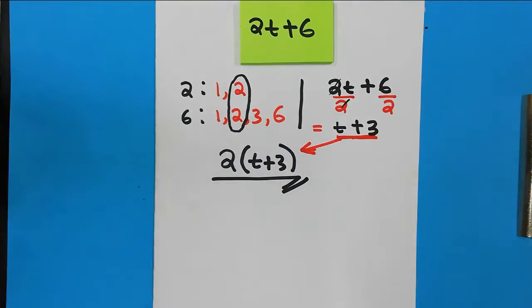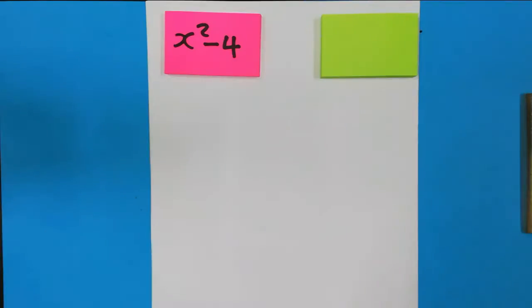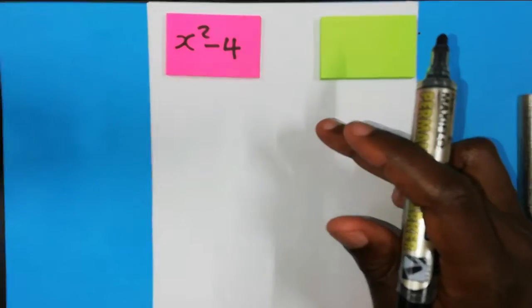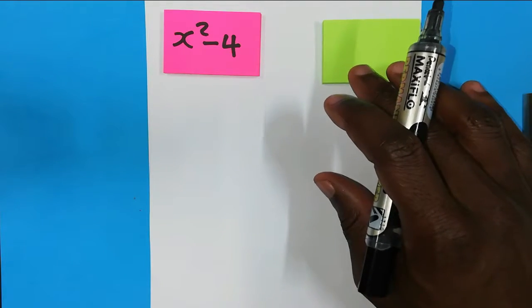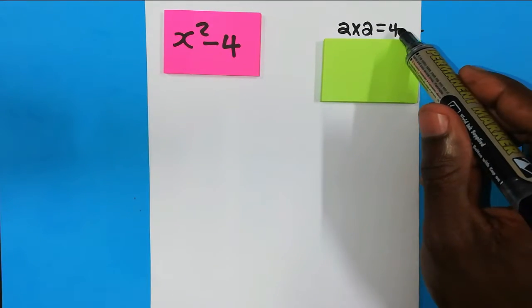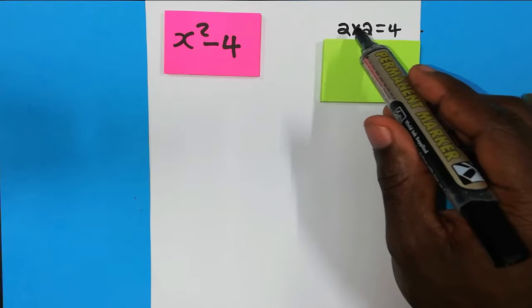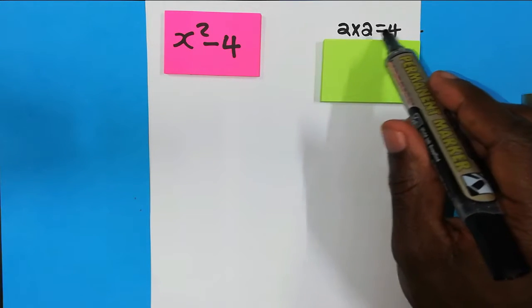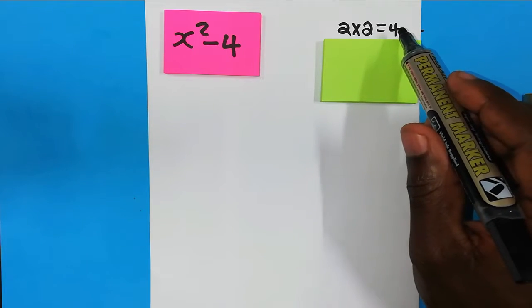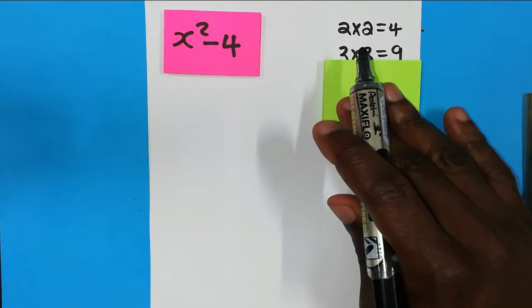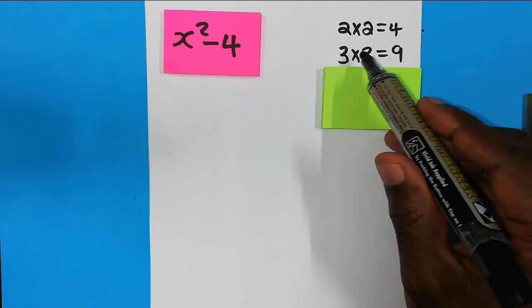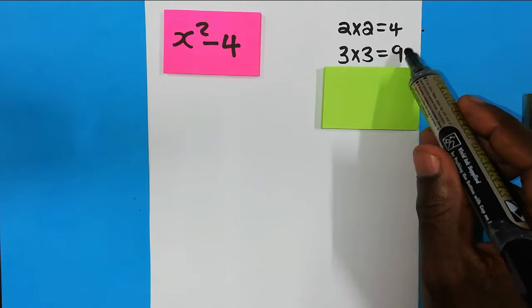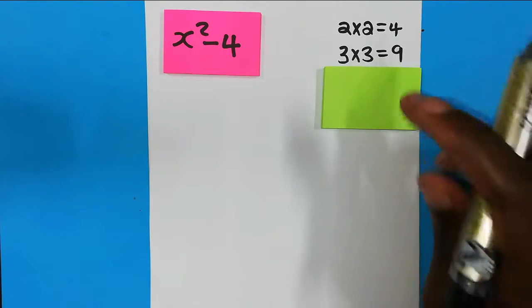Let's move to the last one. Here is the last one, a perfect square example. What is a perfect square number? A perfect square number is made up of a number that is multiplied by itself. In this case, we have 2 multiplied by 2, which gives us a perfect square number 4. And here's another one, 3 multiplied by 3, it gives us a perfect square number 9.